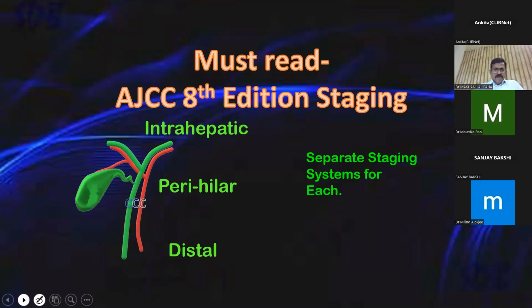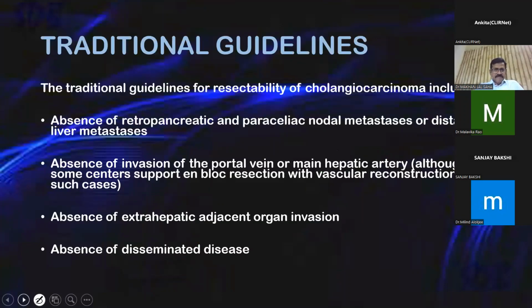Now, how are you going to manage that? You assess for resectability, and that has been somehow neglected. The traditional guidelines are: absence of retropancreatic and paraceliac nodal metastasis or distant liver metastases; absence of invasion of the portal vein or the main hepatic artery, although some centers would do an en bloc resection with vascular reconstruction; absence of extrahepatic adjacent organ invasion; and absence of disseminated disease. These are the traditional guidelines.